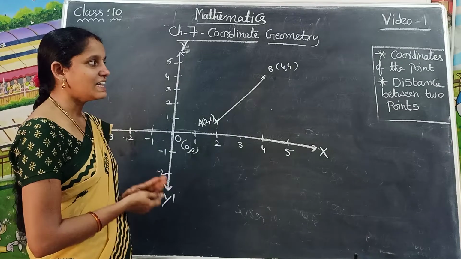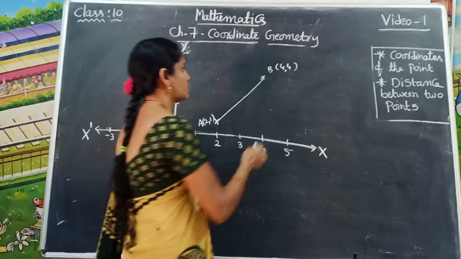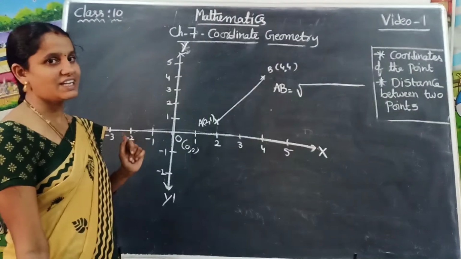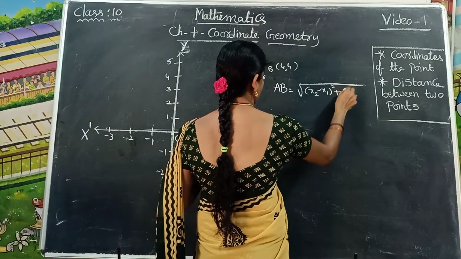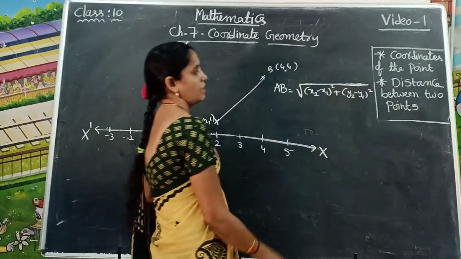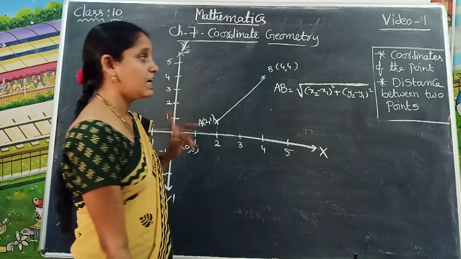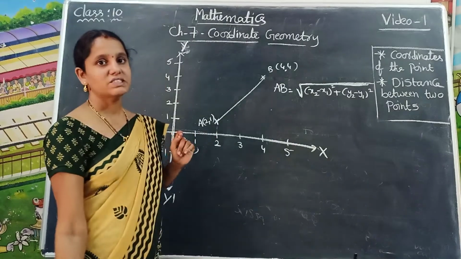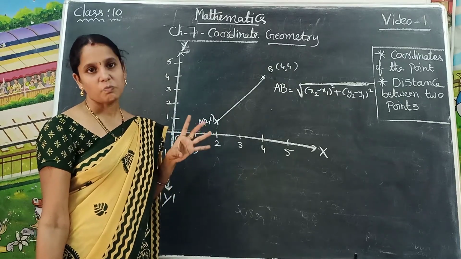For finding the distance we have one formula. I want to find the distance between the 2 points A and B. The formula of distance between the points is the full root of (x2 minus x1) whole square plus (y2 minus y1) whole square. Remember to keep the root over the full expression. By using this formula we can find the distance between the 2 points.